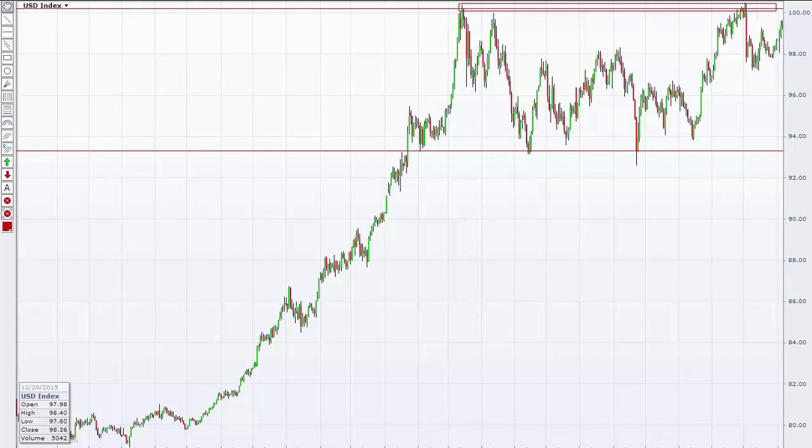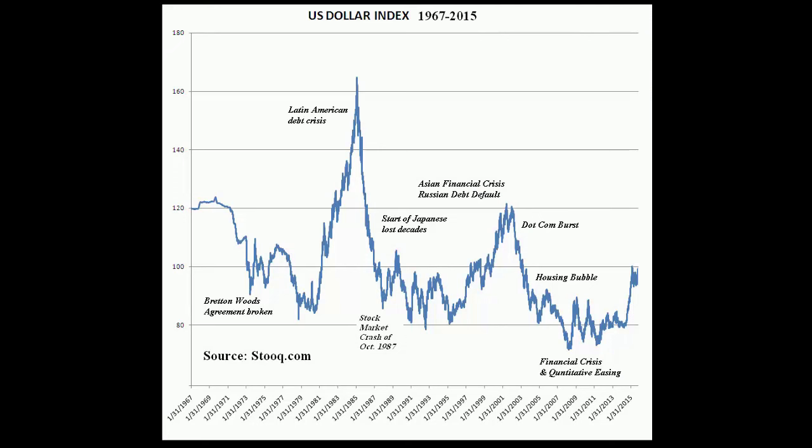Now let me bring up another chart of the dollar that puts all of this into context. And this is it. This is the dollar index over the longer term time frame, from 1967 until 2015, representing the major peaks and troughs, the major moves, and what was happening in the economy, or the global economy, at that time. We can see that the highest the dollar index has ever got to has been just over $160, around $160 to $164. And that was during the Latin American debt crisis, which was around 1985.